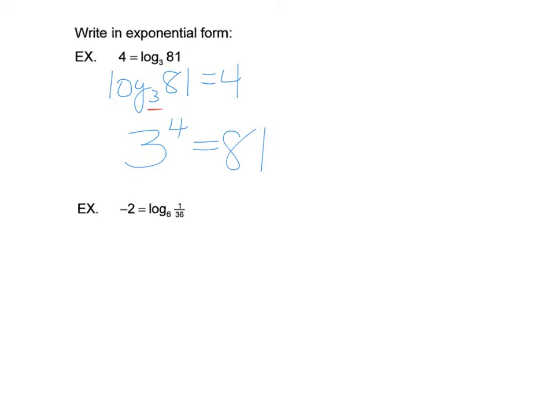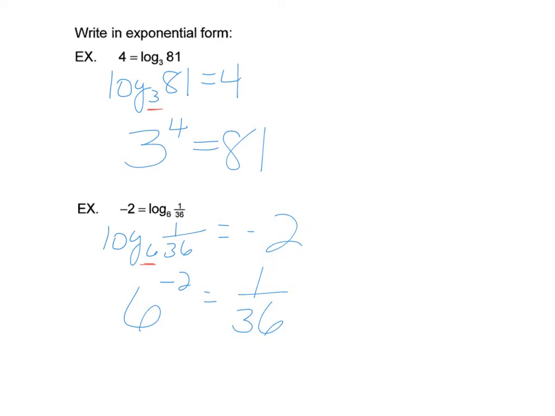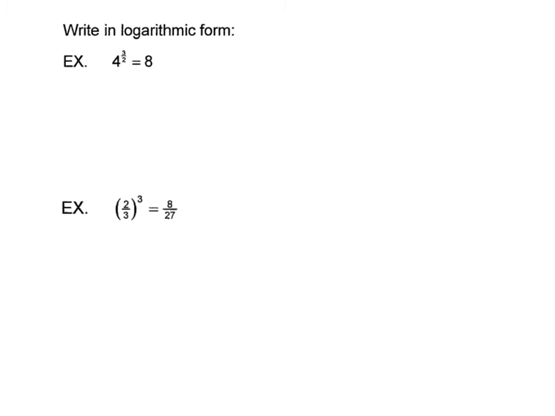Let's try another one. Negative 2 equals log base 6 of 1 over 36. Flip that around. Log base 6 of 1 over 36 equals negative 2. Now our little base, the 6, grows up and becomes a big base. The negative 2 and the fraction flip sides. And the reason why this is true, and we're going to review this a little bit later, is that a negative exponent causes numbers to flip over. So 6 to the negative 2 is 1 over 6 squared, which is how we end up with 1 over 36. So that's going from log form to exponential form.